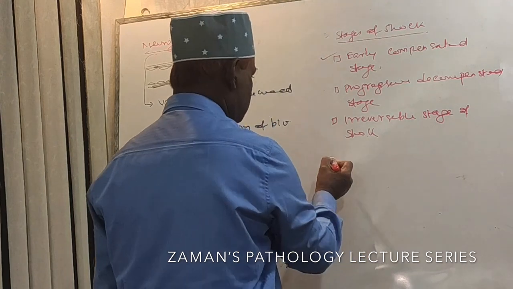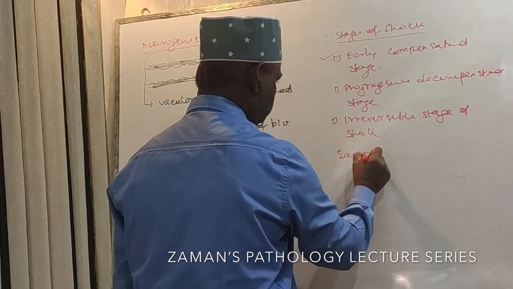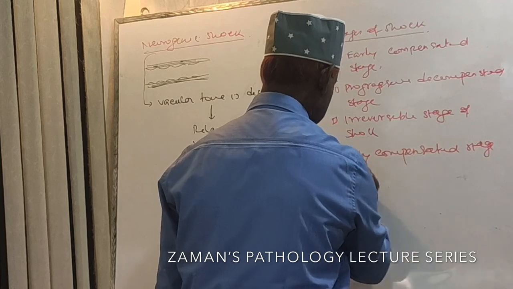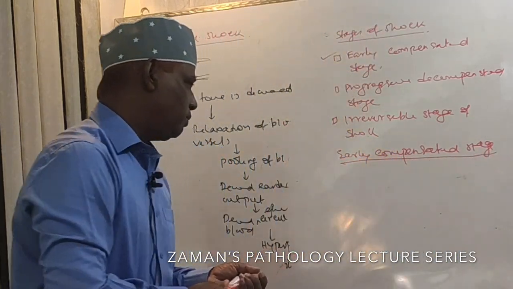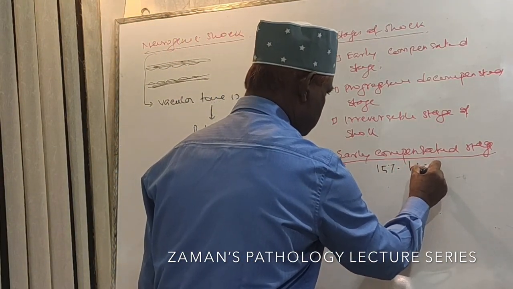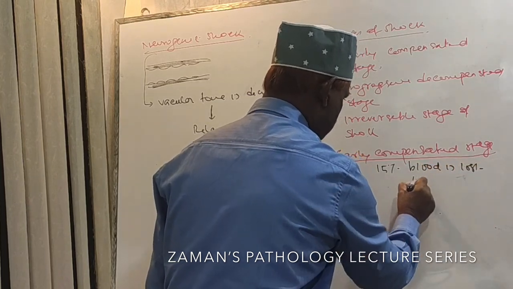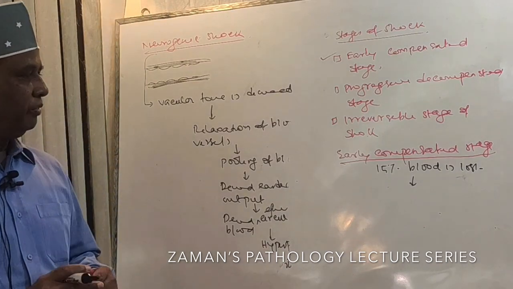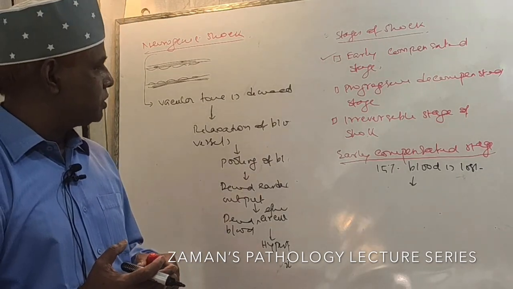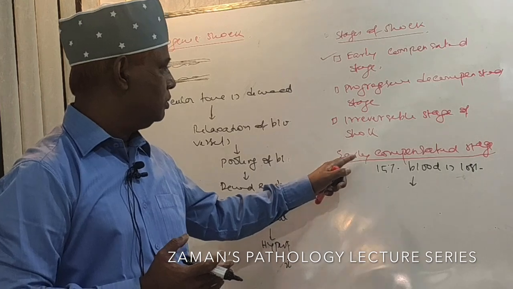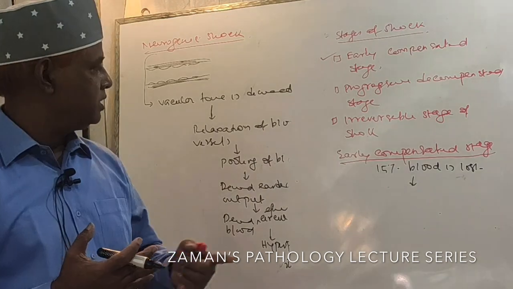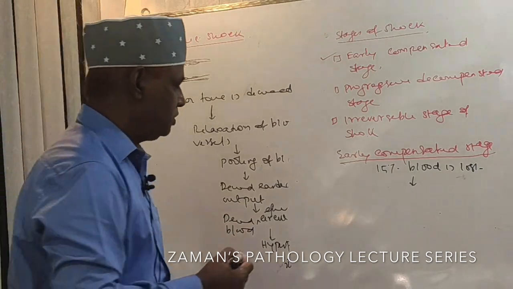Now come to the first, the early compensated stage. Dear audience, suppose 15% of blood is lost. If 15% of blood is lost, there is definitely hypovolemia, there is reduction of blood volume. In this stage, what happens to compensate this loss of blood and to recover from the shock? This is the early compensated stage. What happens? The mechanism.